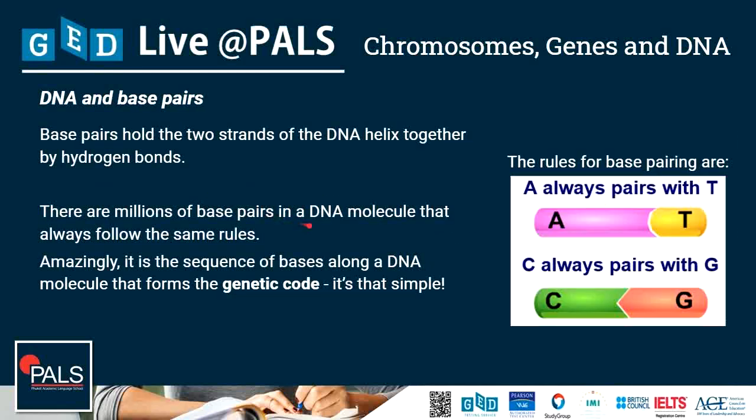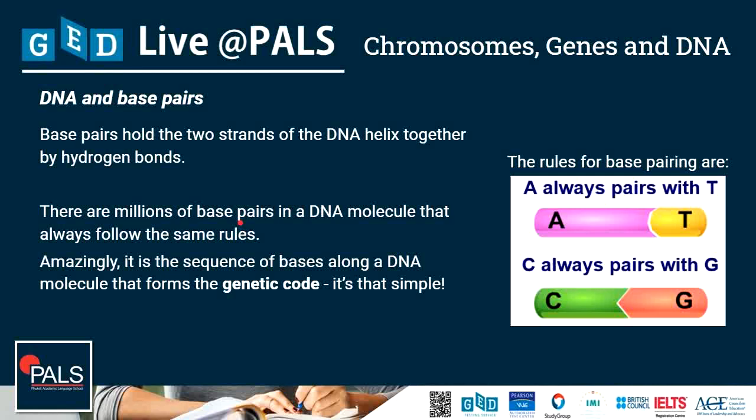There are millions of base pairs in a DNA molecule, and that always follow the same rules of pairing. The rules of pairing are A always pairs with T, and C always pairs with G. And amazingly, it is the sequence of bases along a DNA molecule that forms the genetic code.